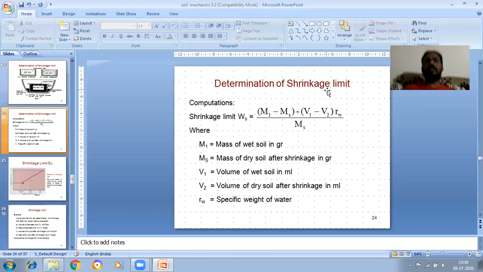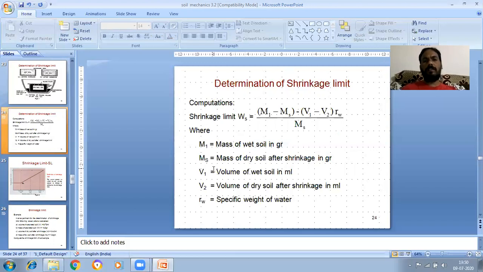Now, determination of shrinkage limit. Computation. The shrinkage limit formula is Ws is equal to (M1 minus Ms) minus (V1 minus V2) into gamma w, all divided by Ms. So what is this M1? Mass of the wet soil in grams. What is Ms? Mass of the dry soil after shrinkage. Ms, the mass of the soil after shrinkage or before shrinkage, will not change.